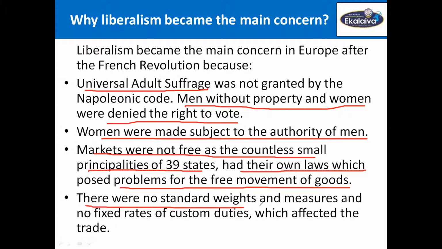There were no standard weights and measures and no fixed rates of custom duties, which affected the trade. This was the main concern for the traders. From the economic sphere, they wanted these state-imposed restrictions to be removed. Particularly, this was the strong demand of the emerging middle classes. How it affected the free movement of goods and capital, we are going to see shortly with an example.